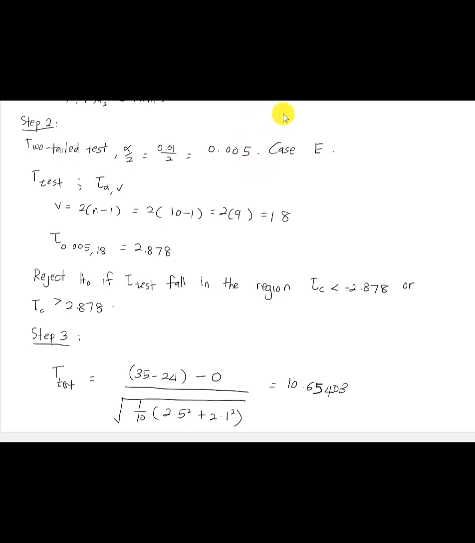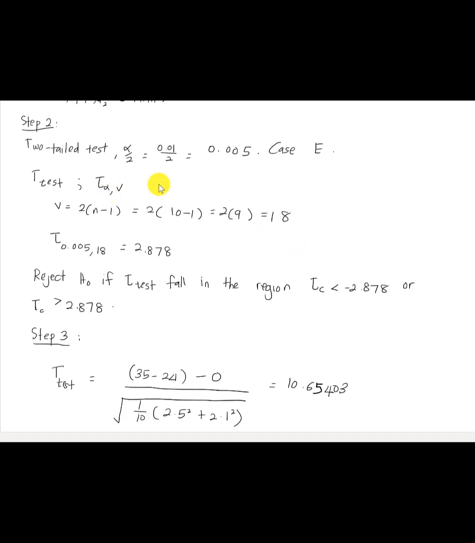Okay, so we already determined that it is from case E. So from case E, we must use the t-test. It is given that the degree of freedom is equal to 2 times n minus 1. So our n is equal to 10, 10 minus 1 is 9, so our degree of freedom is 18.